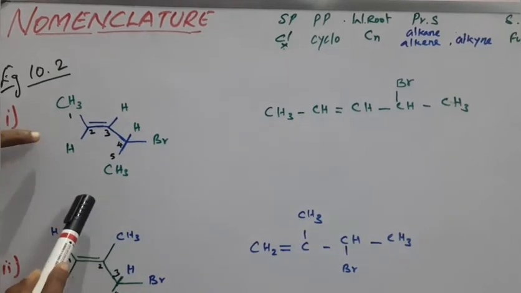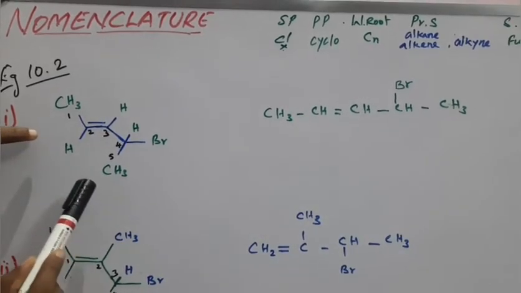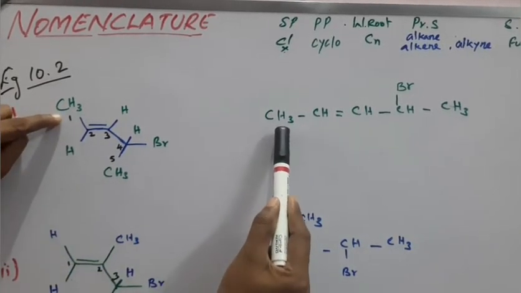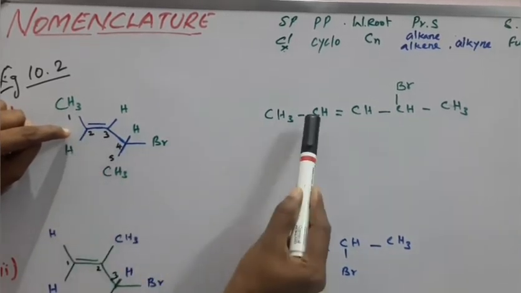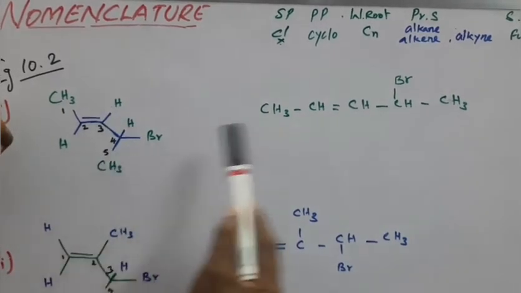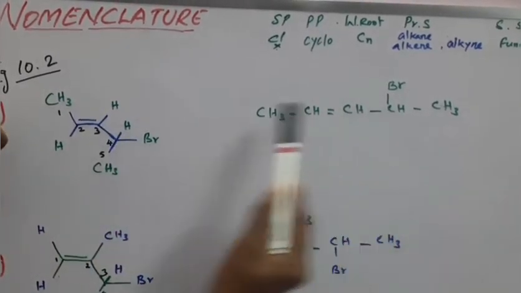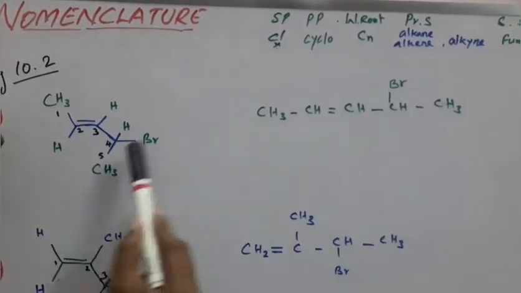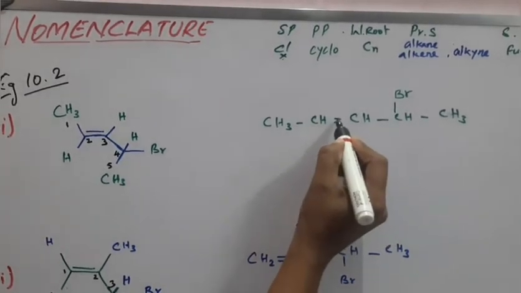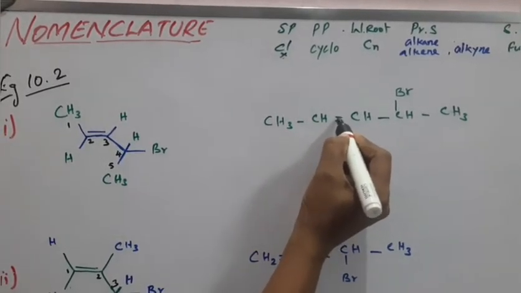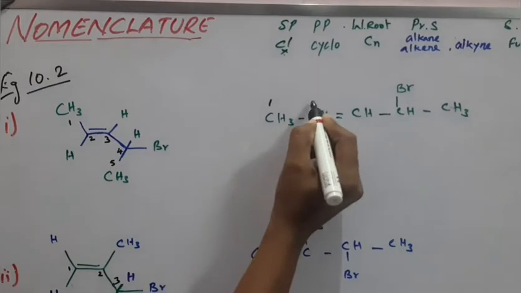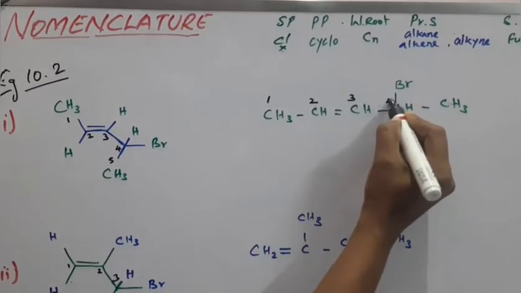If you find such compounds difficult, write them the easy way: CH3, then the second carbon CH with the double bond, then the third carbon CH, then CH with one bromine substituent, and ending with CH3. Now it is very easy. Where the double bond is present, we take that carbon atom as the first preference: 1, 2, 3, 4 and 5.